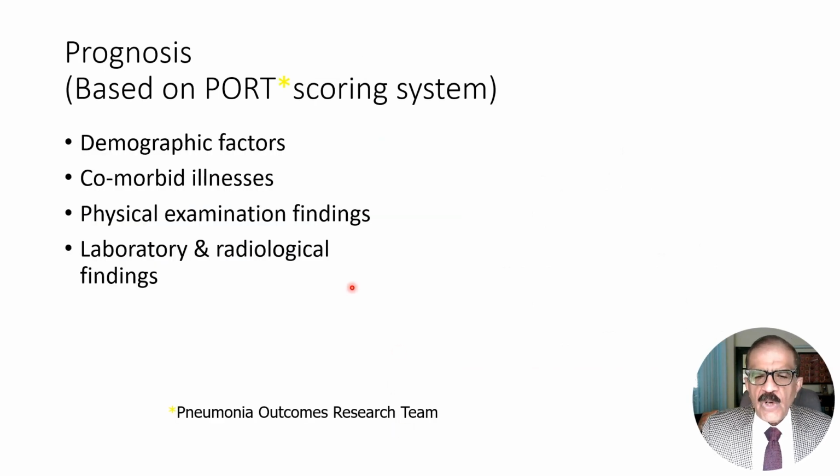Now there is another, more elaborate scoring system, called the PORT system. PORT is Pneumonia Outcomes Research Team, and this is much more elaborate, so I will again try to be as brief as possible. There are 4 components: demographic factors, comorbid illnesses, physical examination findings, and laboratory and radiological findings. All components have further components, and I'll just show you how you score this.